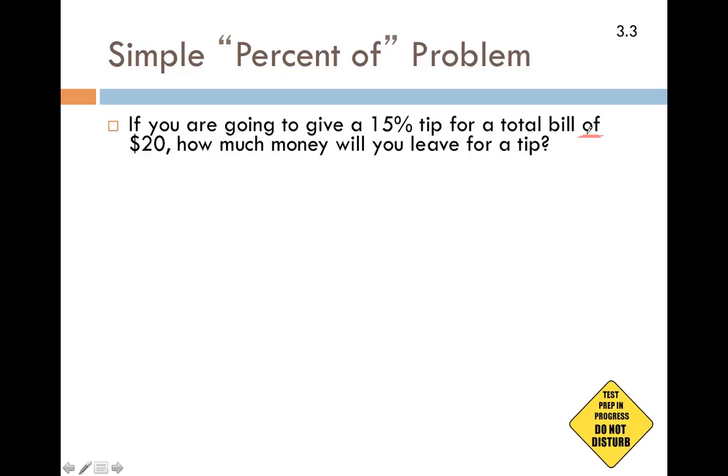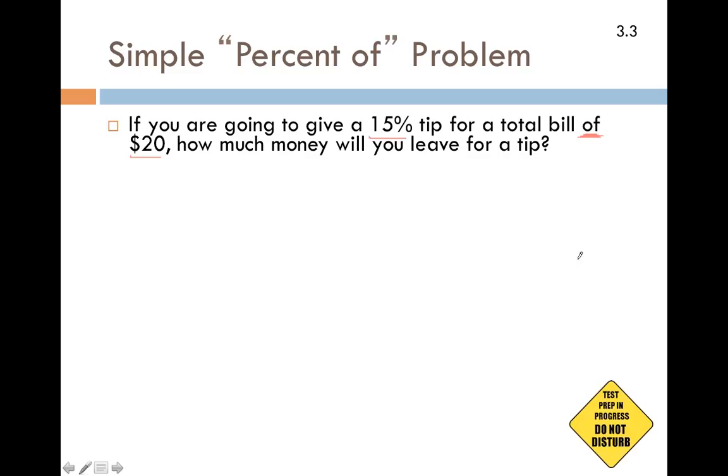Does anybody know what that word "of" means? That's correct. It means to multiply. So we have 15% of 20. Really what we're saying is 15% times 20, and then that will tell us how much the tip is.